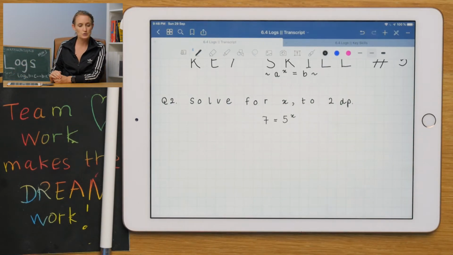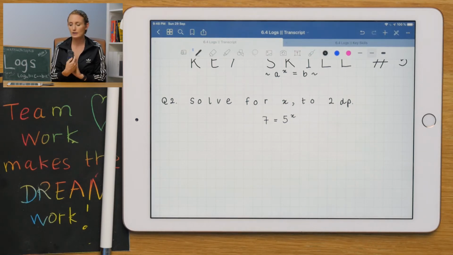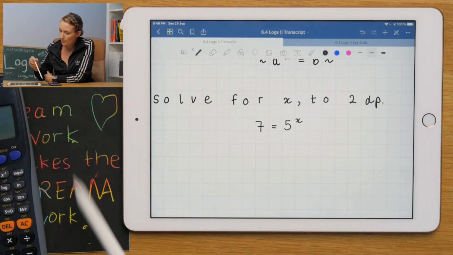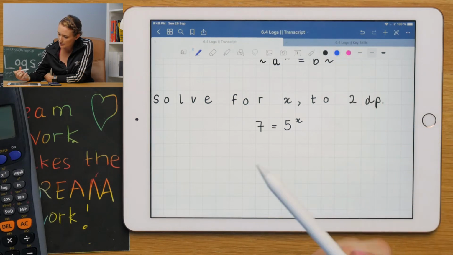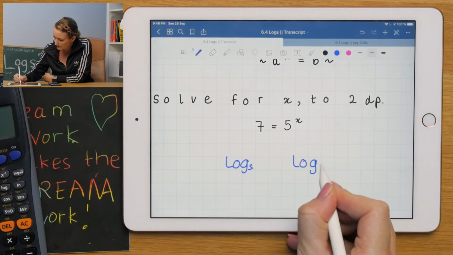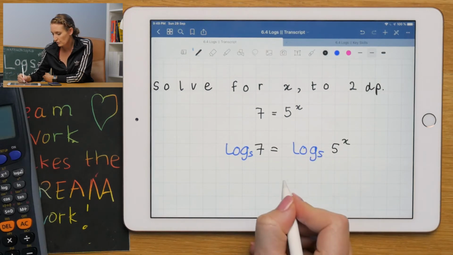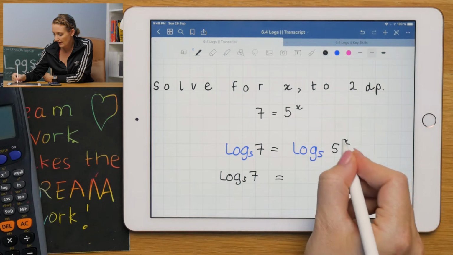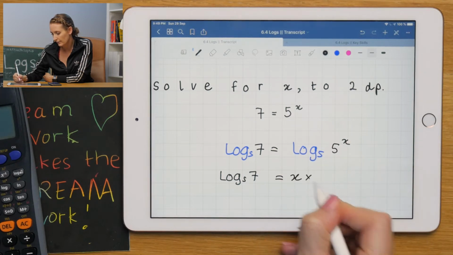Okay, so for x to 2 decimal places, whenever we see in a question that it's going to be 2 decimal places, we know we're going to need a calculator. What I'm going to do is take log on both sides. So say, for example, I put log base 5 on both sides. We remember from this rule previously that this x can come down and multiply.